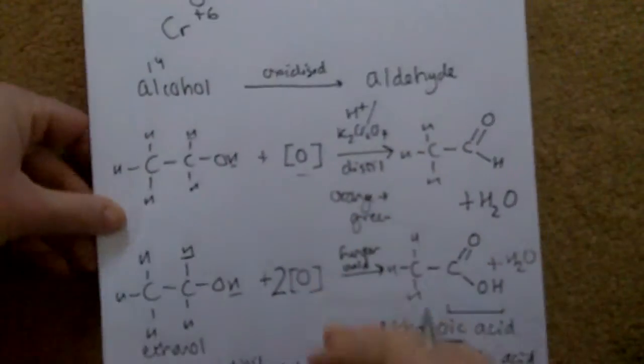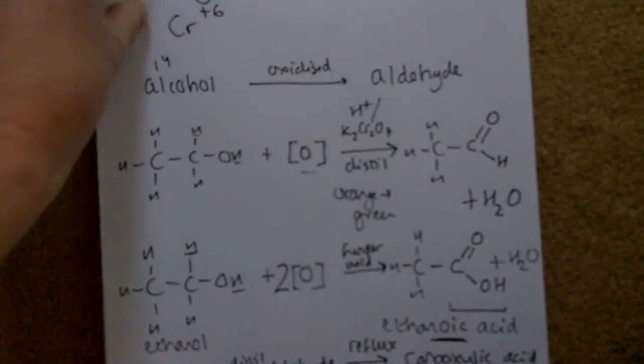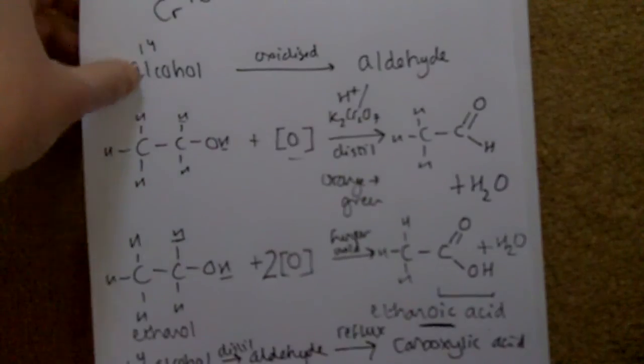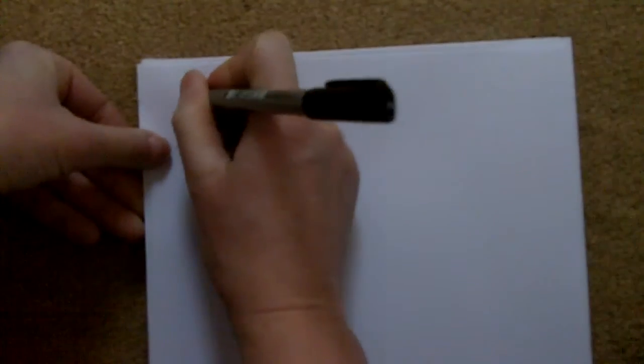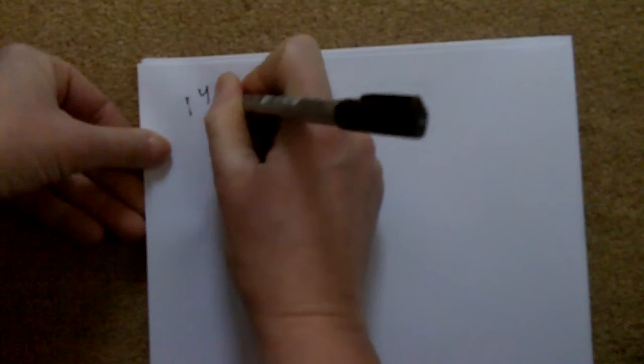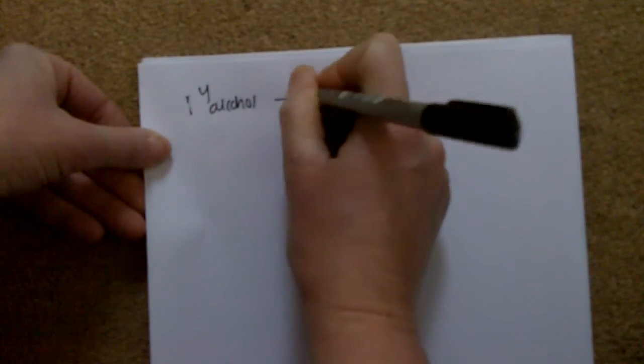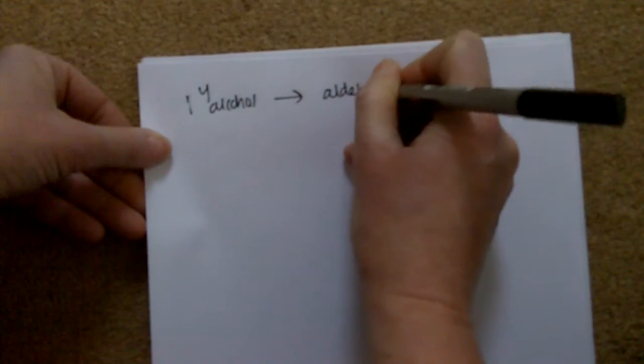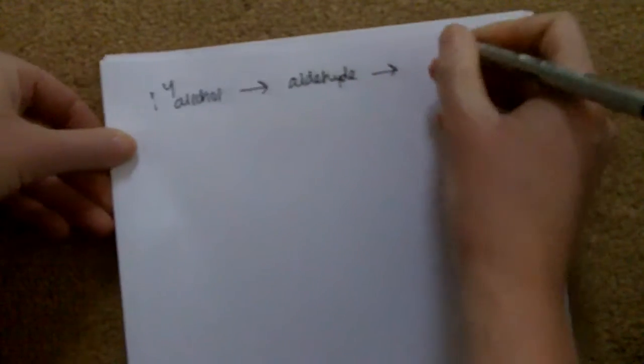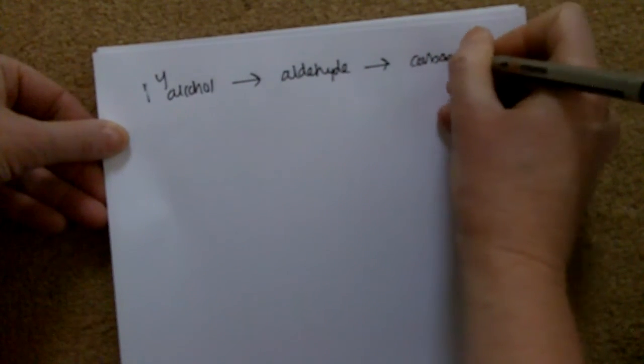All right. So oxidation. That's the primary alcohol, and the color changes orange to green. I'm just going to summarize it here. Primary alcohol can be oxidized to an aldehyde first, and then it can be oxidized to a carboxylic acid.